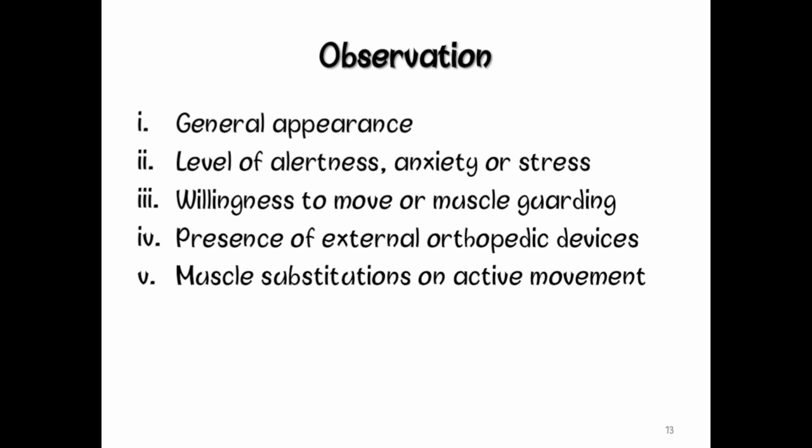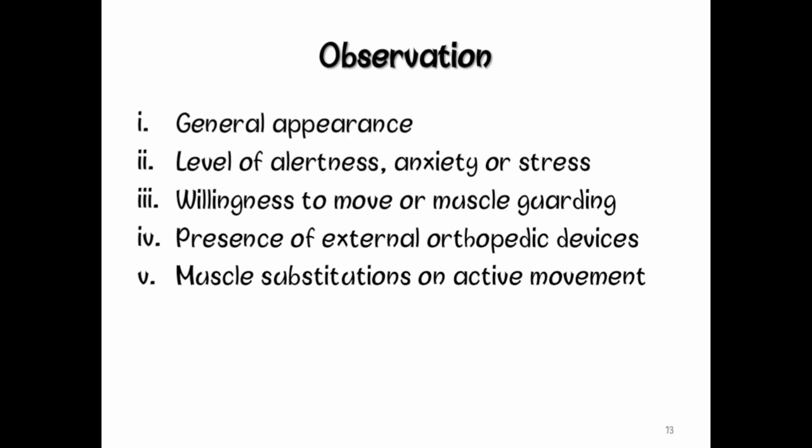And here we are observing for any kind of deformity, abnormal posture or visible discomfort. Now the level of alertness, anxiety and stress. So this is to measure the emotional and the mental state of the patient, because you know that this state can also impact the patient's MSK symptoms. Then the willingness to move and muscle guarding. So here we have to observe whether the patient is hesitant to move due to pain or any muscle guarding. Then presence of external orthopedic devices. So this is to identify any external aid or devices that might influence the patient's mobility and musculoskeletal conditions.